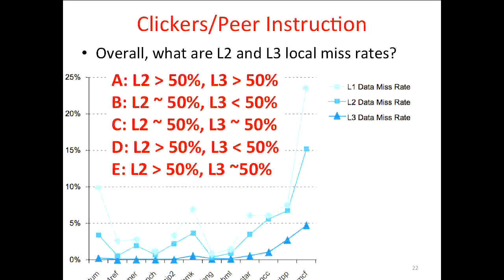Okay, so I don't want to change the projector over. It was about 66% said D and about 30% said B. So first of all, how would you answer this?